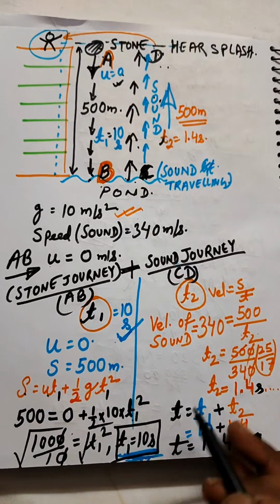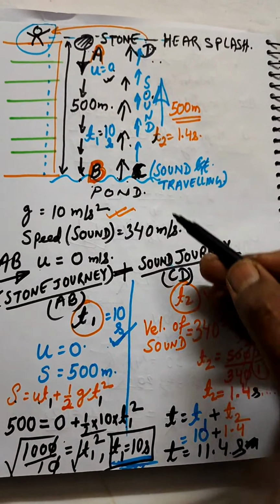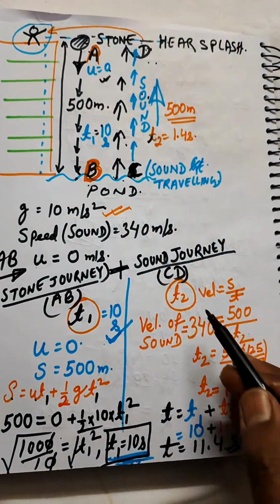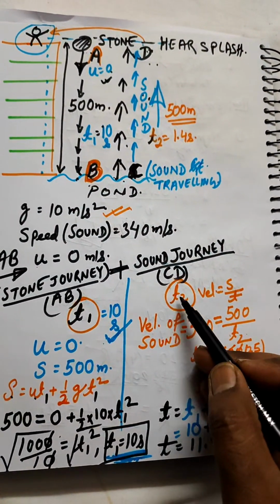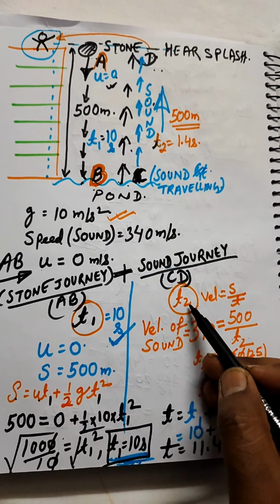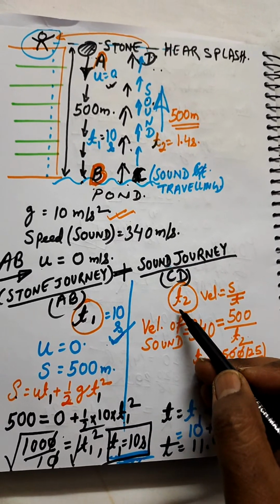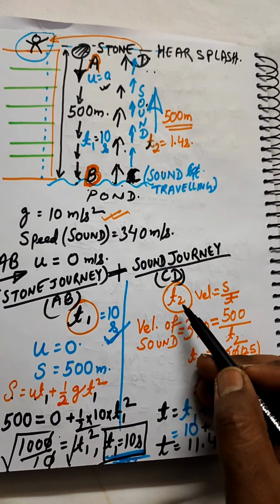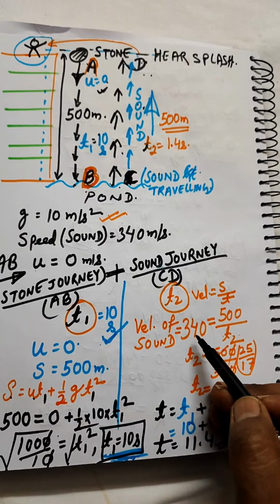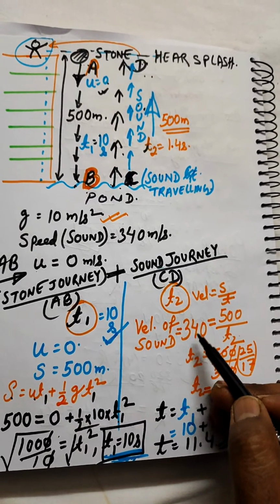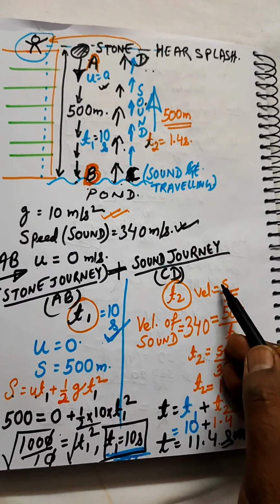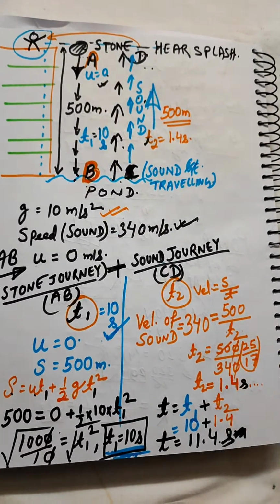And in the second part, the sound is generated, then the sound follows the path CD, right? So for CD, the time taken by the sound to reach the top of the building is t2. Now this t2 can be calculated. We know the velocity of sound as 340 meter per second. Here you can see 340. It's also given in the question. And displacement by time will give you the velocity of sound, right?